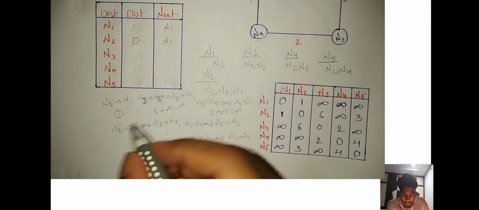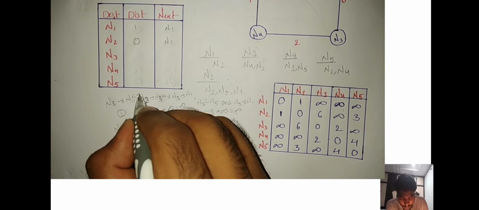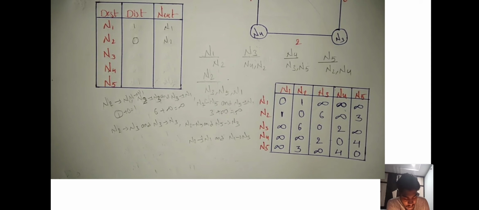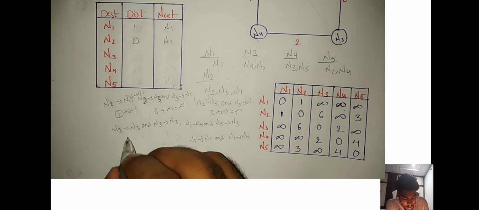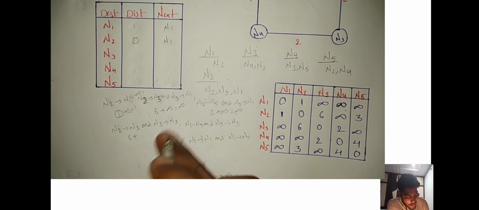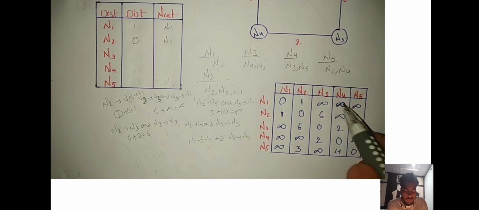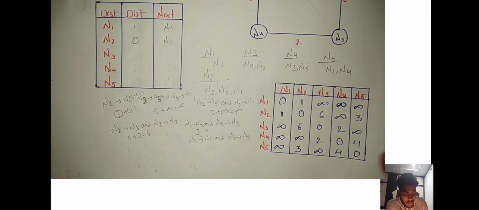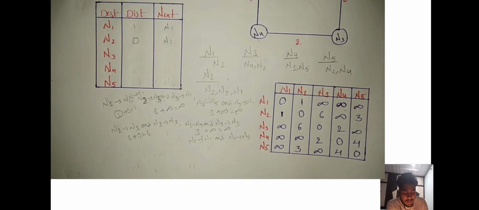Okay, we missed something here. After going to n1, we have to go n1 to n1. That means plus 0, that equals 1. Same thing. Now, what is the distance from n2 to n3? n2 to n3 is 6. Plus, what is the distance from n3 to n3? 0. That is 6. What is the distance n2 to n5? n2 to n5 is 3. Plus, what is the distance between n3 and n5? n3 and n5 is infinity because there is no direct link between those two. So the total distance is infinity here.